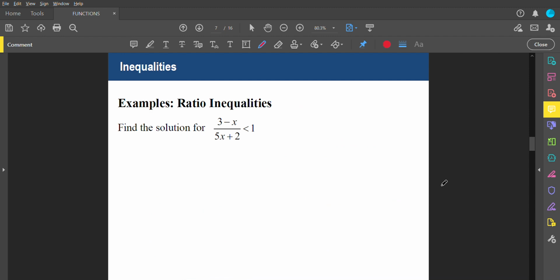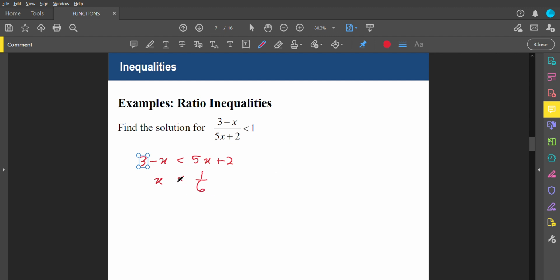Next, we have ratio inequalities. Also very simple. Also want to play with our ability to perform algebraic manipulation. So I'm going to go through this one with you a bit. Here we have 3 minus x, and then you can multiply by 5x plus 2 on both sides, and then you have 3 minus x is less than 5x plus 2. Then you can perform some simple manipulation, you want to isolate x, I hope you can do this on your own, and then you'll get x is less than 1 over 6. So you have 1 point here.